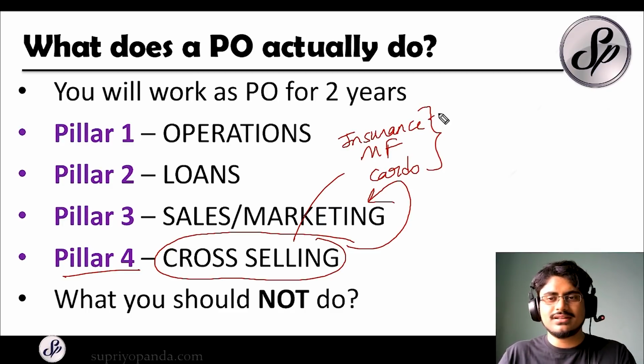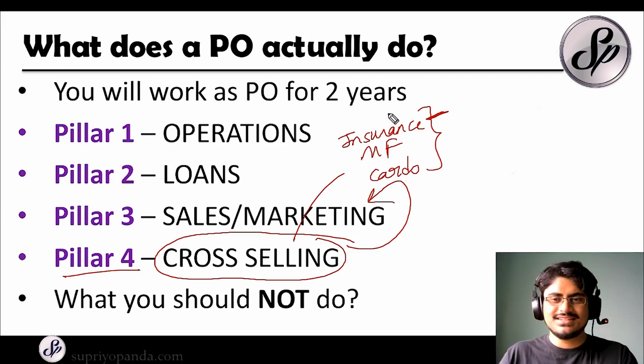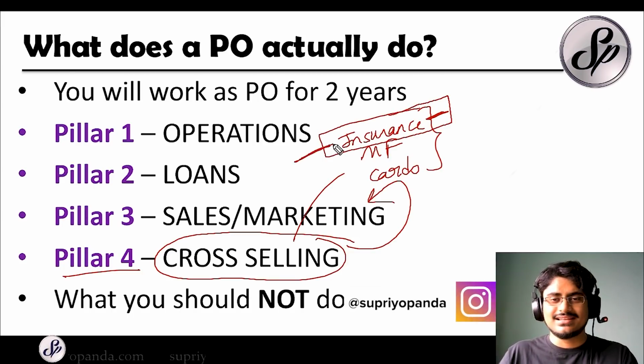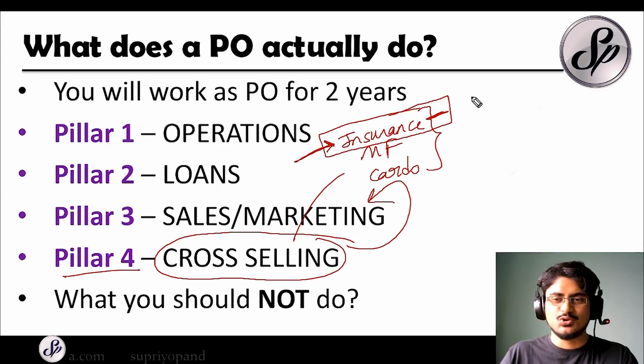And this insurance is bancassurance. This is actually the most important thing, and believe me, if you are good at selling insurance, then you are going to grow in the bank very fast. Your promotions are going to come very fast, because this is an area where the bank is focused quite a lot. And cross-selling is also about mutual funds and cards.